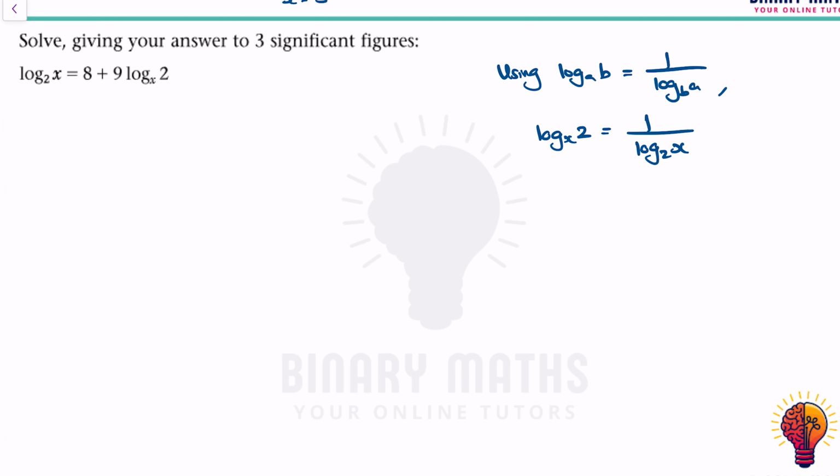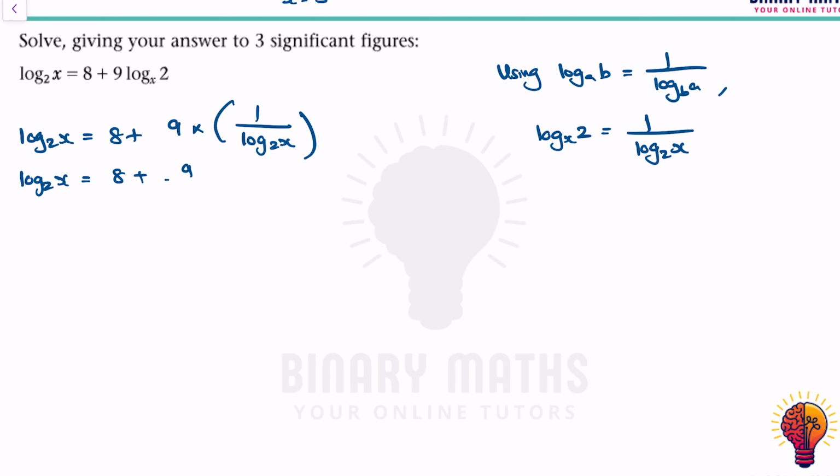Then I get log base x of 2 is equal to 1 over log base 2 of x. So they're flipped over. That means log base 2 of x stays the same, 8 stays the same, and 9 times log base x of 2 becomes 9 over log base 2 of x. So I've got log base 2 of x is equal to 8 plus 9 over log base 2 of x. I need to times through by log base 2 of x to get rid of that fractional part, so I end up getting (log base 2 of x) all squared is equal to 8 times log base 2 of x plus 9.